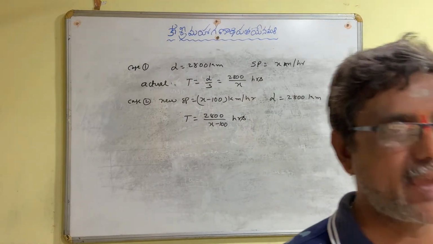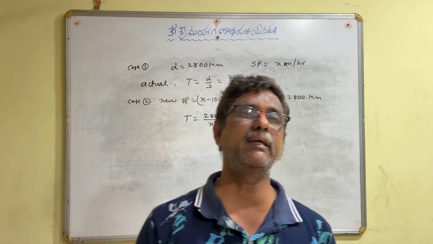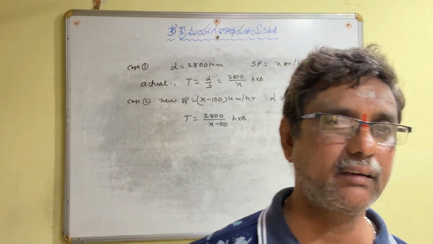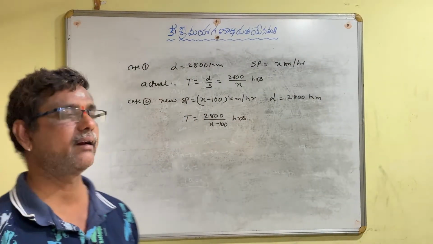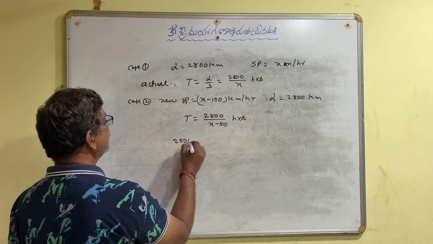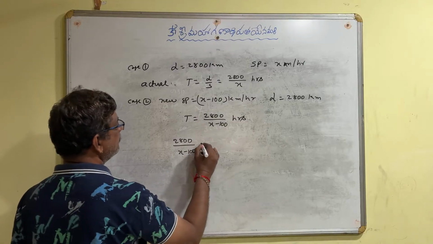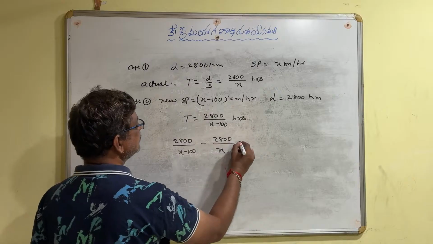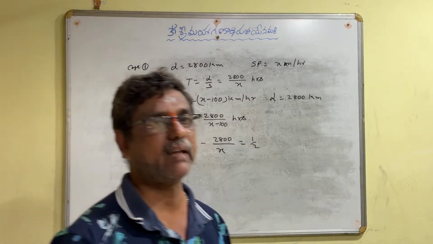Speed decrease aithe journey time perugutundi. Journey time increases. How much increased? Half an hour. Journey time increased by half an hour. That means 2800 by (x minus 100) minus 2800 by x is equal to half an hour. The difference of times.